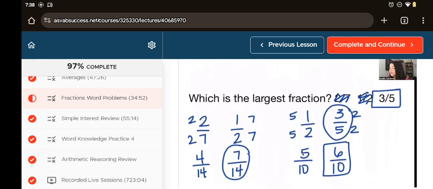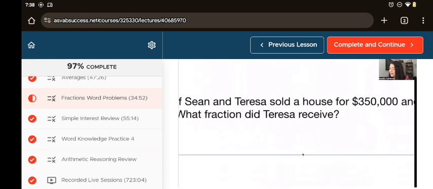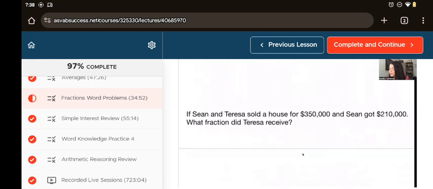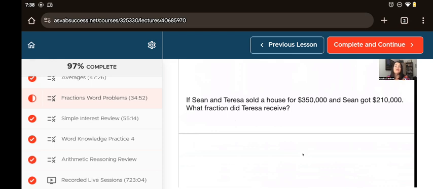I want to go over another example of a question with you. Like I said, we're looking at different questions that can be found on the ASVAB that have fractions in them. We're doing a lot of random things, but they all have to do with fractions somehow. It's just to expose you to these different kinds of questions, so you're ready for them when they come along. This question is a word problem, which means we'll find it in arithmetic reasoning. If Sean and Teresa sold a house for $350,000 and Sean got $210,000, what fraction did Teresa receive?